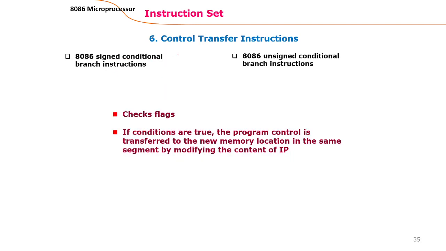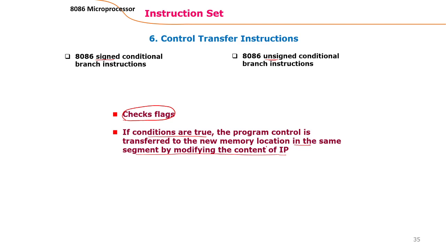Next is conditional. In conditional types of transfers, it will basically be checking the flags. What is the condition? Based on the condition, it will give the transfer or not. In conditional, it is considered as signed and unsigned. If conditions are true, the program control is transferred to the new memory location in the same segment by modifying the content of the IP.